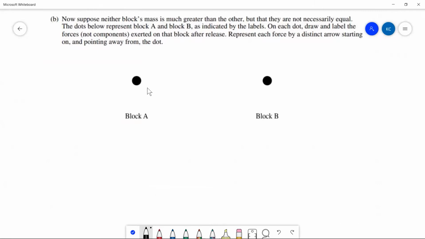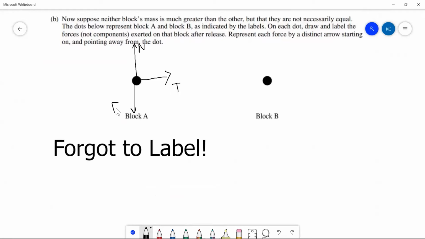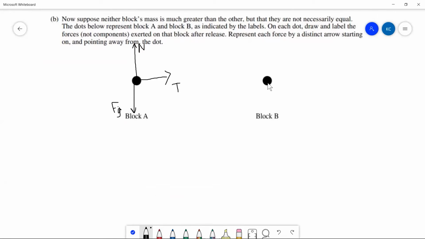So remember for block A, there was the force of gravity going downwards. There's also the normal force, which is equal in magnitude, so make sure they're the same length. And then towards the right, there's a tension force, and the force of gravity is denoted by F subscript G. And then for block B, similarly, there's the force of gravity going downward, and then there's a tension force going up. There we go.